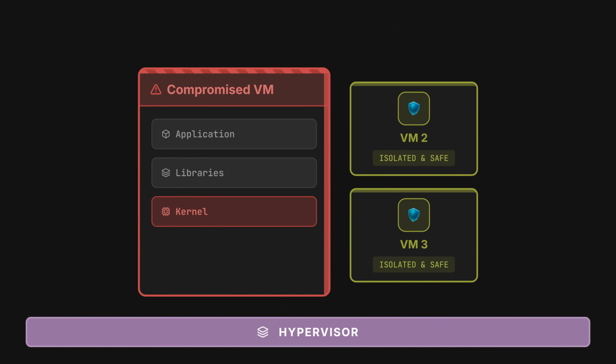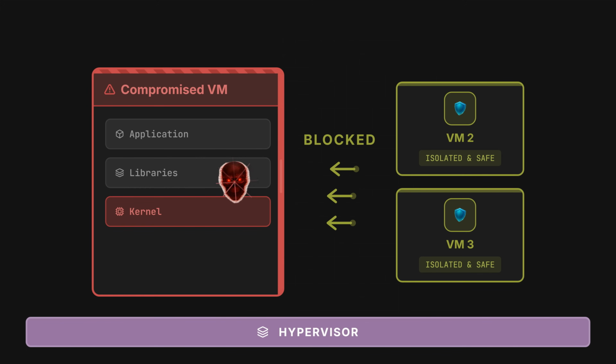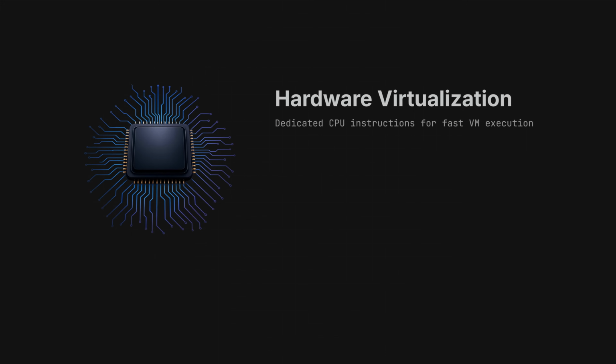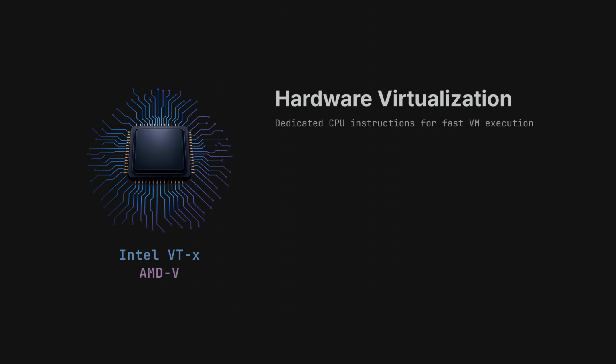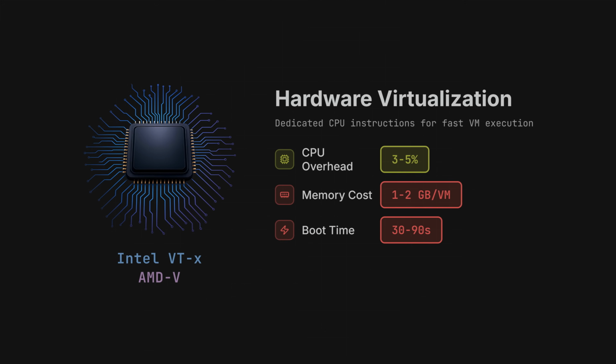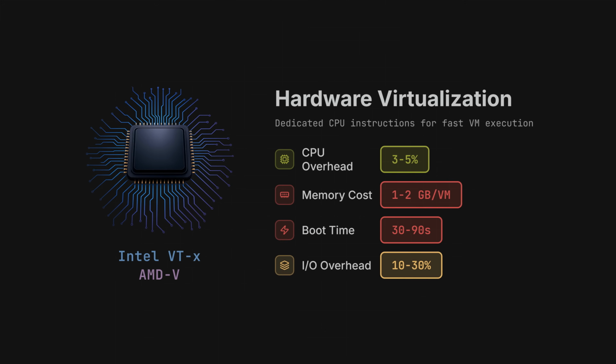That full separation is what makes VMs well isolated. An attacker who compromises one VM is stuck inside it. Escaping requires a bug in the hypervisor, a very small attack surface. Modern CPUs have dedicated instructions, VT-x and AMD-V, that make virtualization fast. CPU overhead is typically 3 to 5%. The real cost is in memory, boot time, and disk and network I/O, where virtualization layers add up.